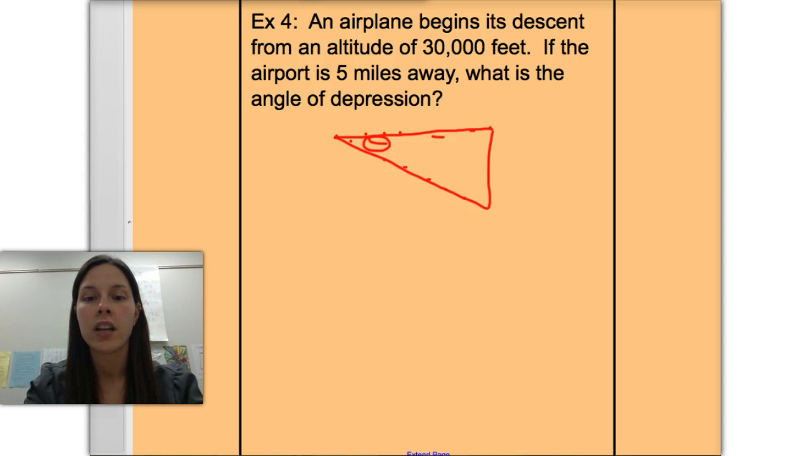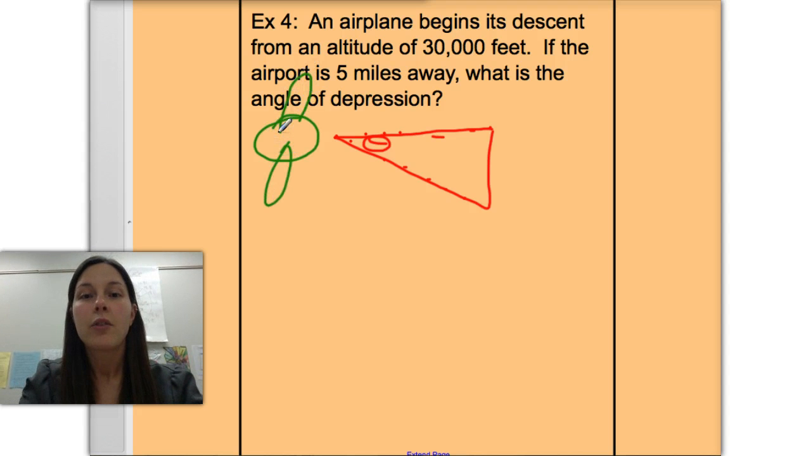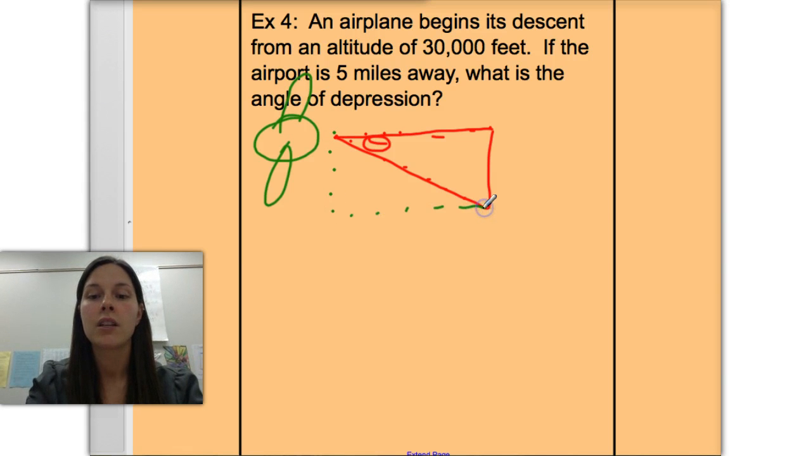All right, so we have an airplane beginning its descent. I know I am the world's best artist, can't you tell? From an altitude of 30,000 feet. Here's why most students get that angle of depression wrong, because we're thinking about the plane being 30,000 feet off the ground, and we make our line right by the plane. But remember, when you form a rectangle, opposite sides are equal, so we can have the 30,000 feet for the altitude over here as well.